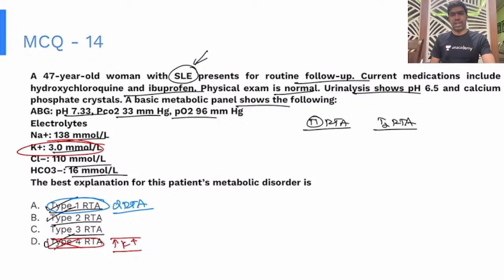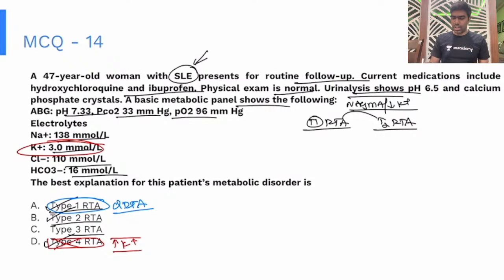Type 1 is proximal, type 2 is distal, isn't it? So the common thing between type 1 and type 2 RTA will be your normal anion gap metabolic acidosis, and both of these patients are going to have hypokalemia. So this is a normal thing. But what will be the differentiating point?